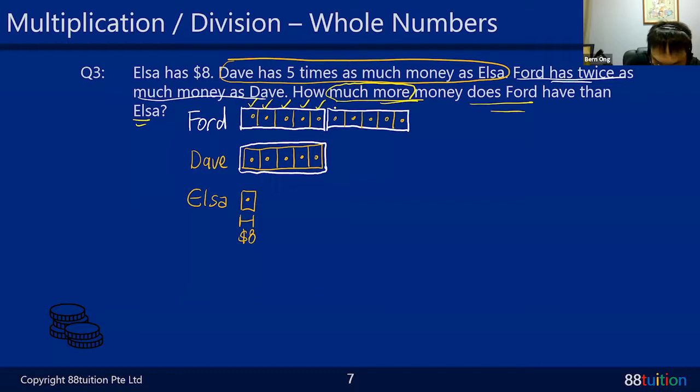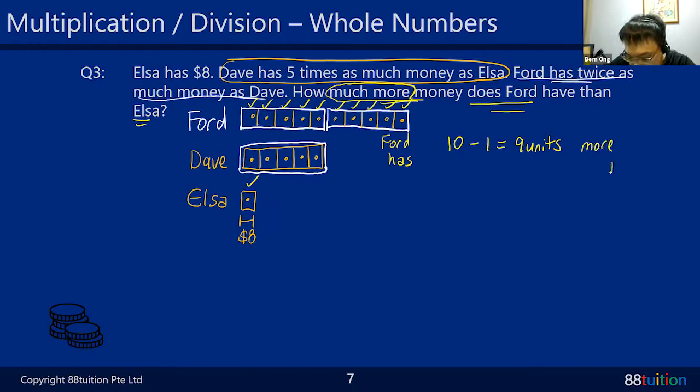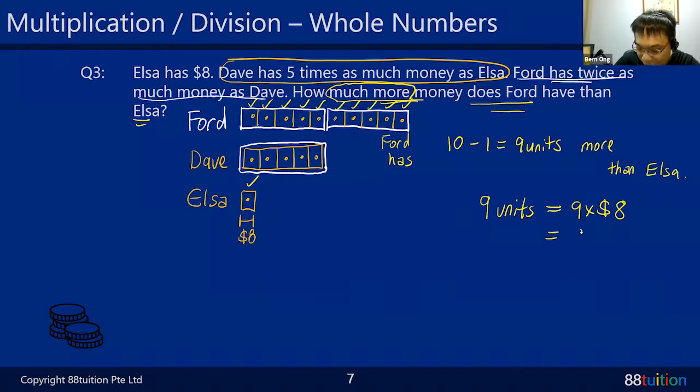1, 2, 3, 4, 5, 6, 7, 8, 9, 10. Elsa only got 1. So 10 minus 1 is what? 9 units. So we know that Ford has 9 units more than Elsa. Can you see that? Okay. So 1 unit is $8. So 9 units will be what? Very easy. 9 times 8 gives you 72. Can you see that? So that is the faster way of doing.